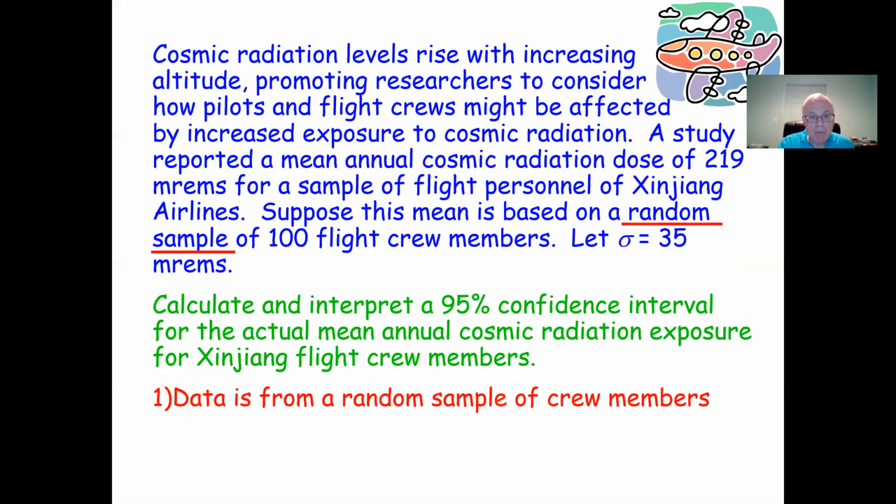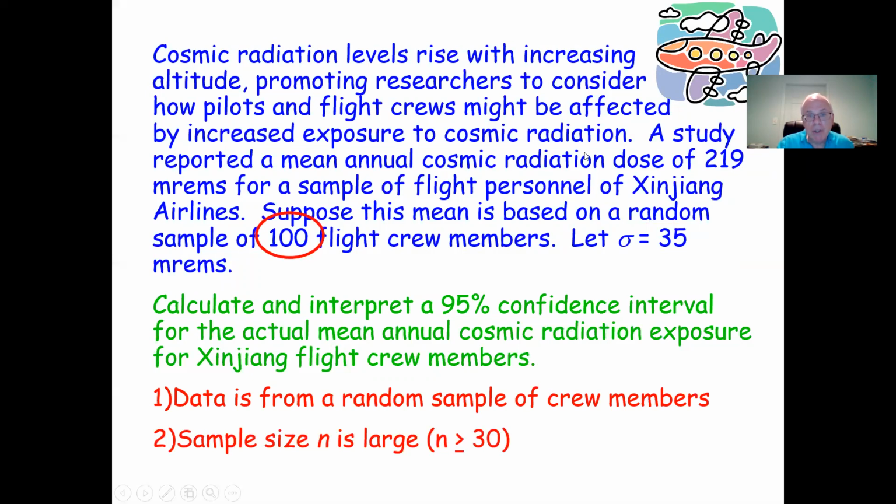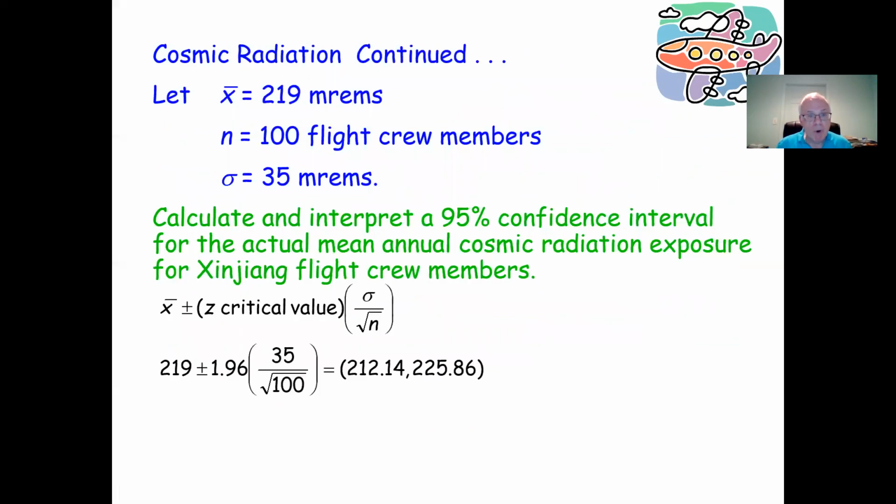Are the conditions met? It's a random sample. Yep. Number two, sample size greater than or equal to 30. Well, they don't mention that the population is normally distributed, so we have to make sure that n is at least 30. The answer is yes, it's 100. And is sigma known? Yes. In this case, it's no. So we're going to use this formula for our confidence interval.